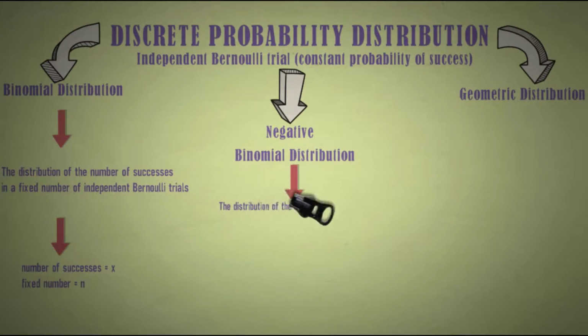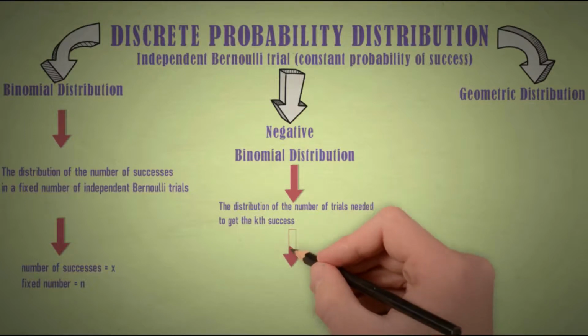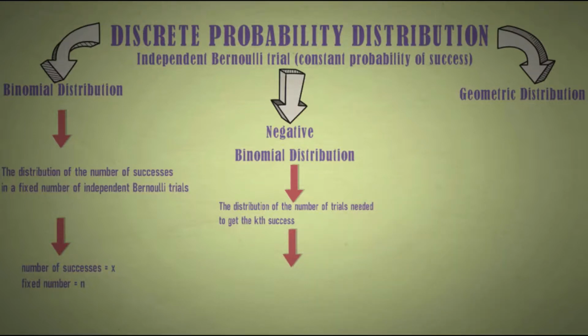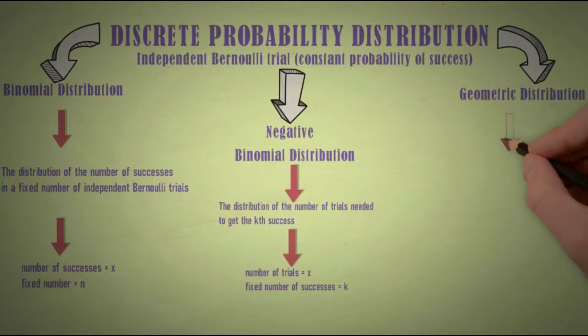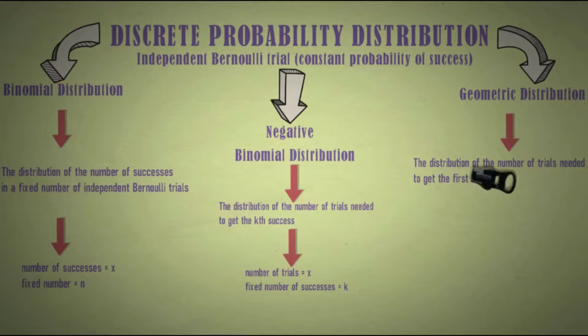It is a distribution of the number of successes in a fixed number of independent Bernoulli trials, where the number of successes is denoted by x and the fixed number is denoted by n. Meanwhile, negative binomial distribution is the distribution of the number of trials needed to get the kth success.